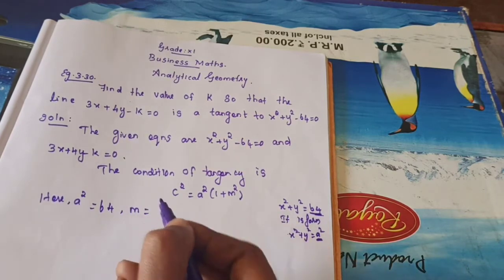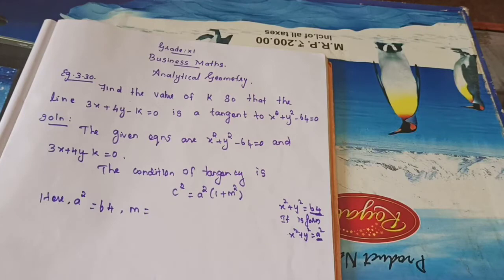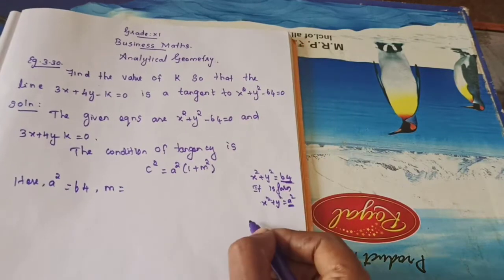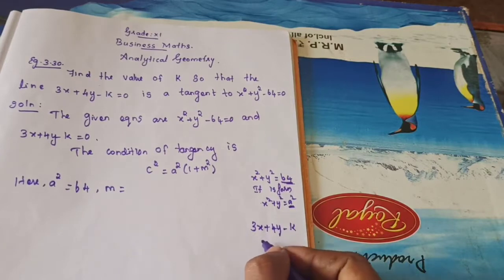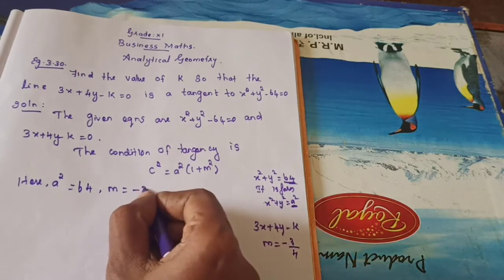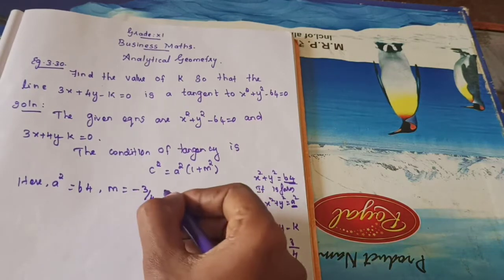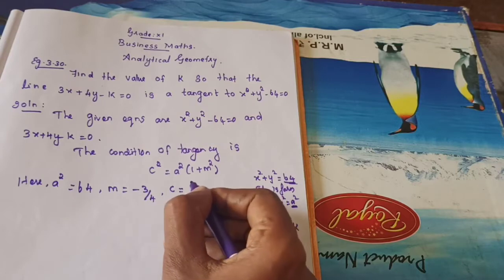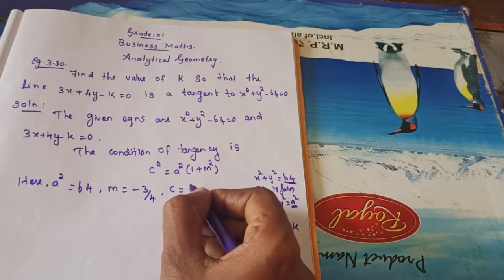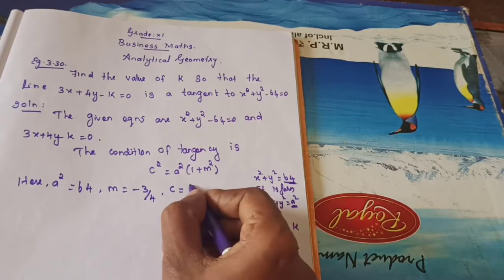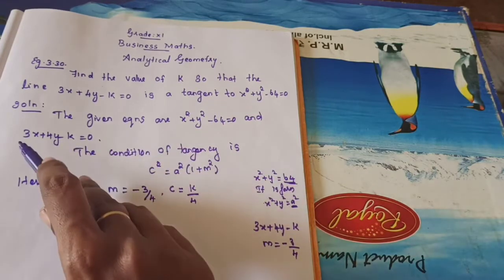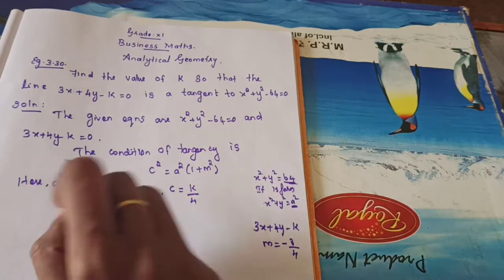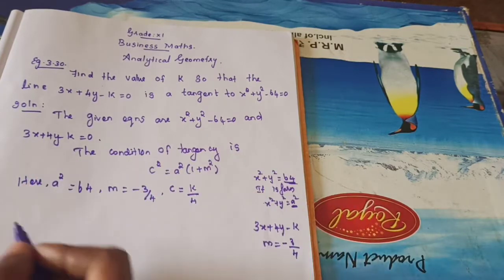Next, m is equal to... how will you find the slope? Separately you find out the slope also. For 3x plus 4y minus k, the slope formula, as you learned last year, is minus coefficient of x by coefficient of y. So minus 3 by 4 is its m value. Then the constant, that is the c value, is the y-intercept. The formula is minus constant by coefficient of y, that is k by 4. We have found out all the values.